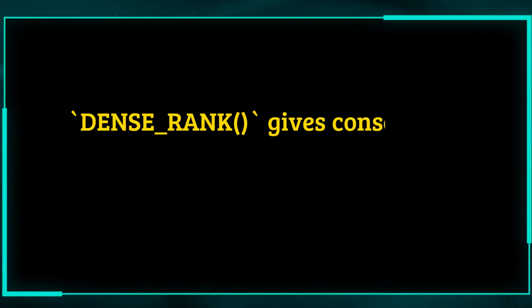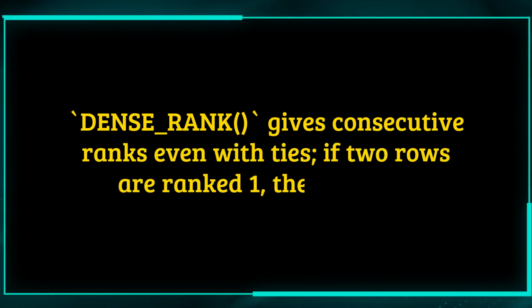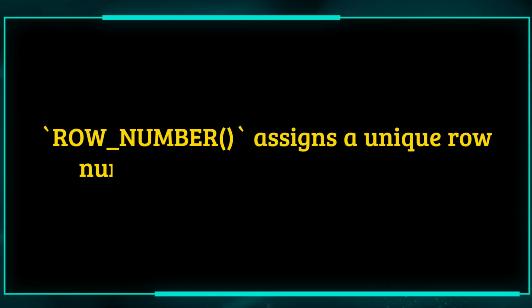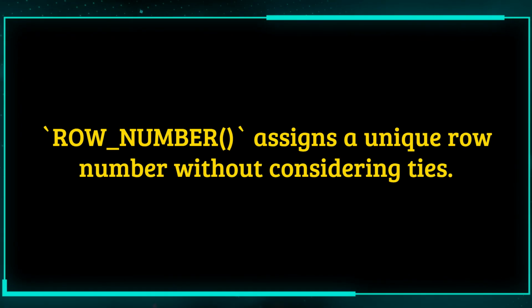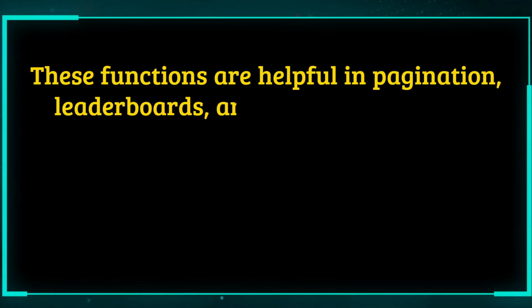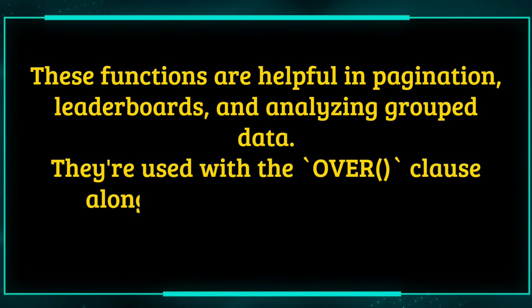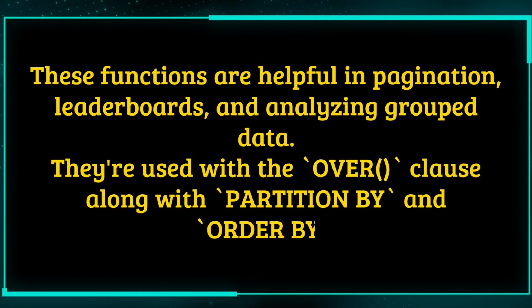Dense_rank gives consecutive ranks even with ties. If 2 rows are ranked 1, the next is 2. Row_number assigns a unique row number without considering ties. These functions are helpful in pagination, leaderboards, and analyzing grouped data. They're used with the over clause along with partition by and order by.